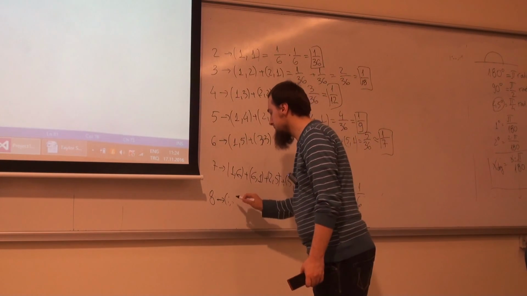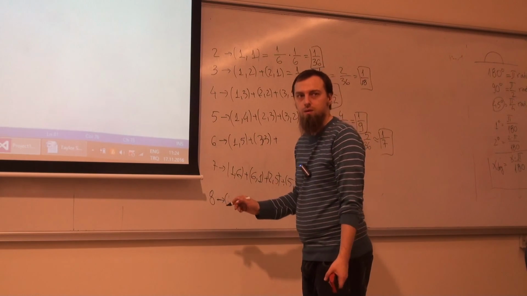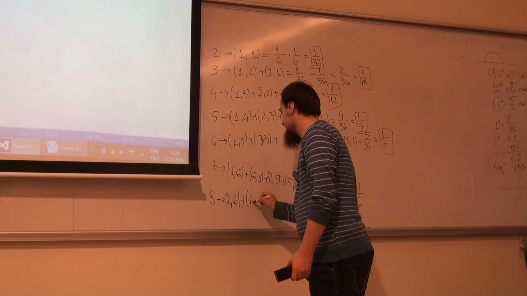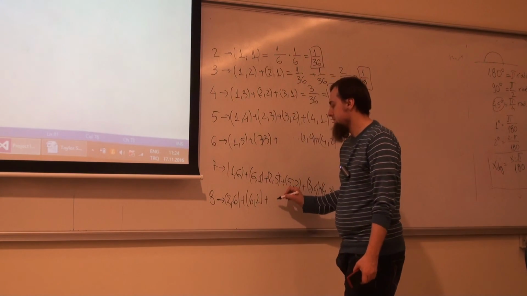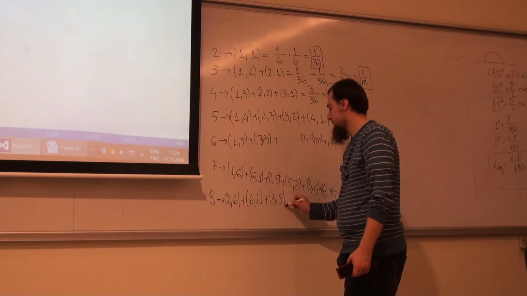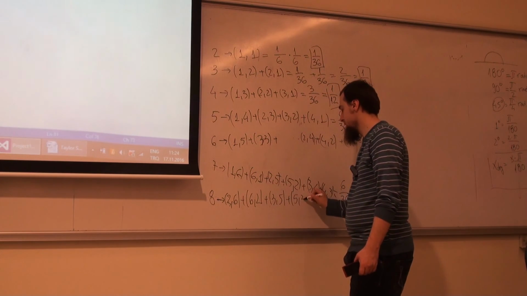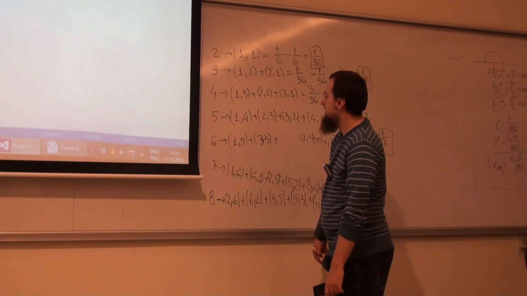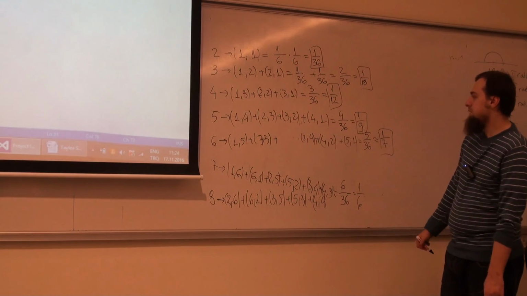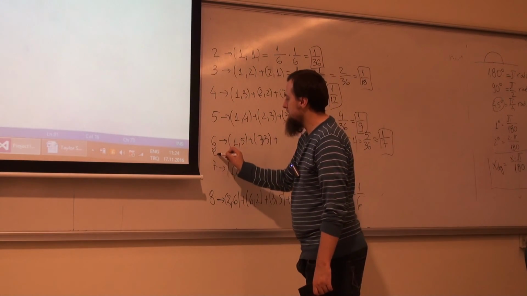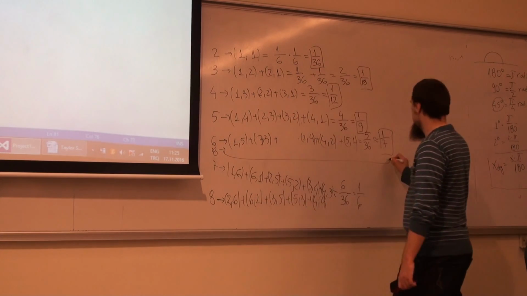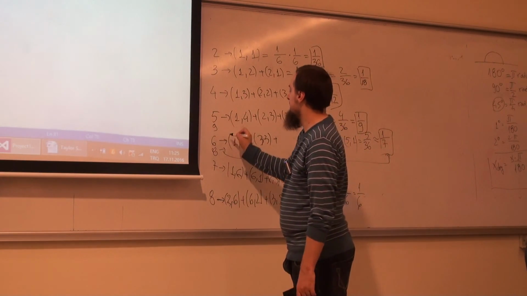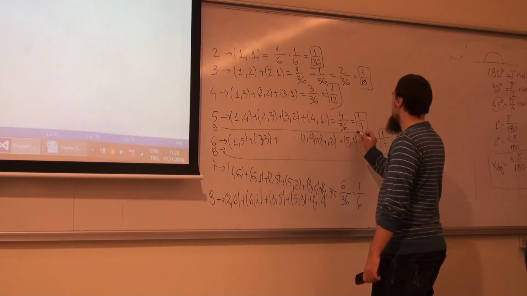2, 6, yes. 6, 2. What else? 3, 5. 5, 3. And 4, 4. 1, 2, 3, 4, 5. Did we have 5 combinations previously? Yes. So 8 and 6 basically have the same value here, okay? Also, if you don't trust me, you can check it. 9 and 5 have the same value.